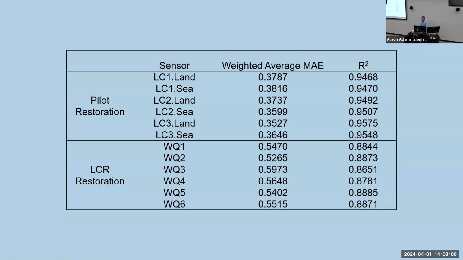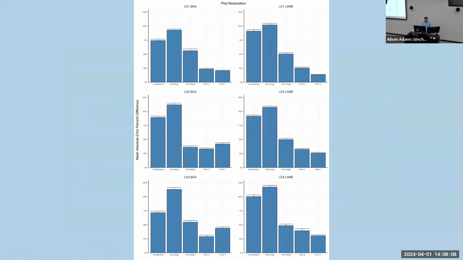And we can use that as kind of looking at the statistical significance of each of our covariates within our model. It's not the same, but it kind of gives us an idea of what is driving our model performance. And so looking at the pilot restoration, I use mean absolute error percent difference. All you need to know here is that the taller the bar, the more important the variable was, right? We can talk about later if you want to know all the technical stuff.